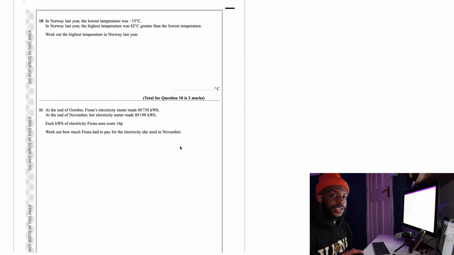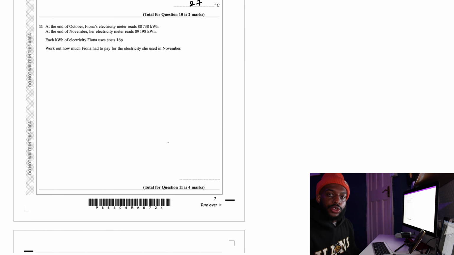Okay, we're looking at temperature in this question. So in Norway last year, the lowest temperature was minus 15. In Norway last year, the highest temperature was 42 Celsius greater than the lowest temperature. Work out the highest temperature. So we need to do minus 15 plus 42, and that's going to give us 27 degrees Celsius, I believe. Yeah, 27.